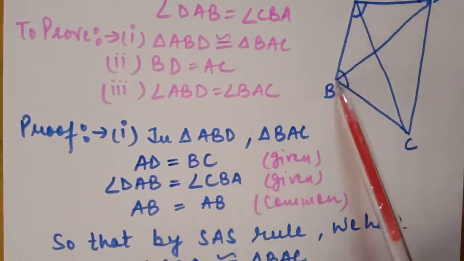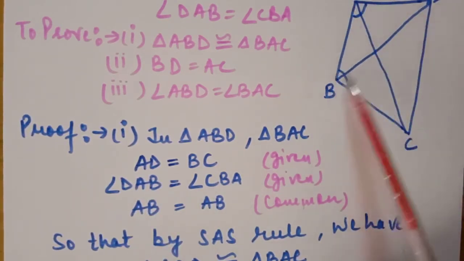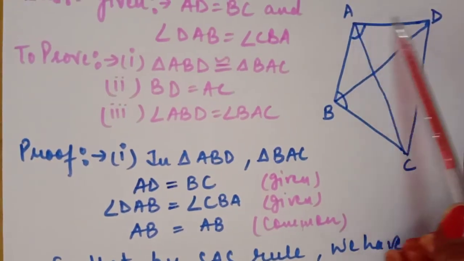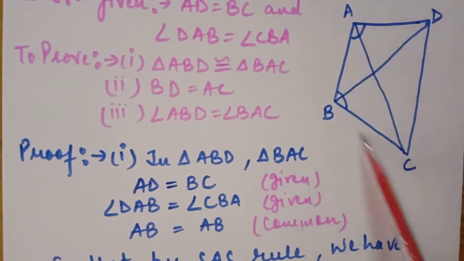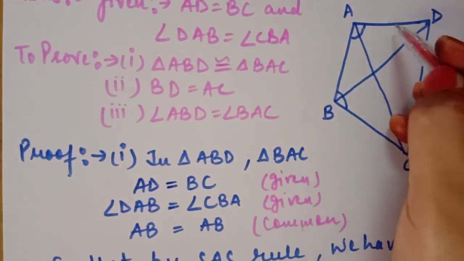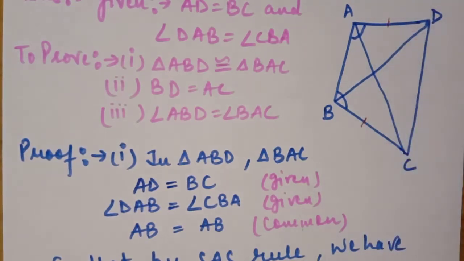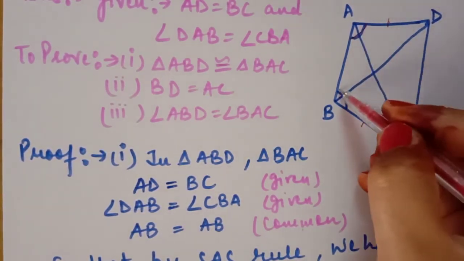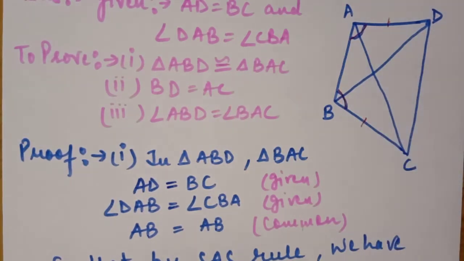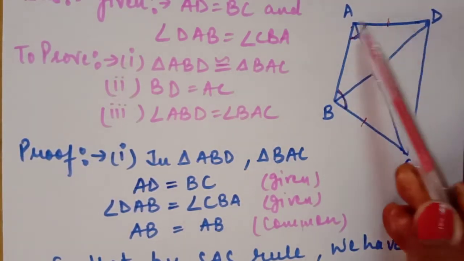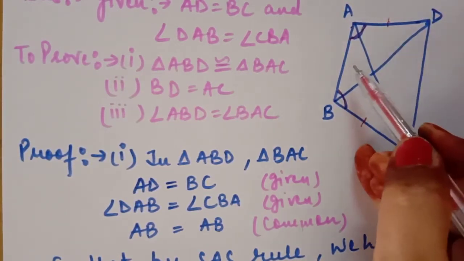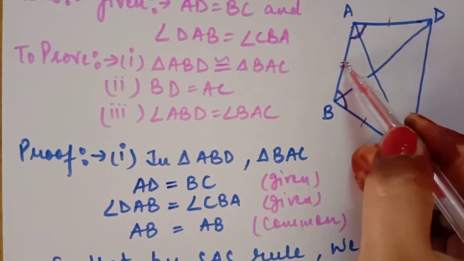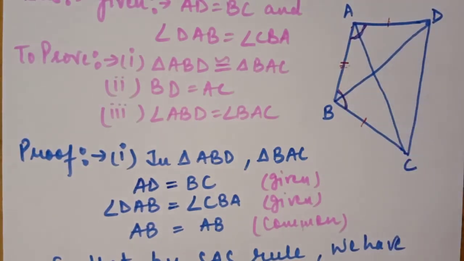Second thing, in these two triangles, this ABD and then BAC, this side is equal to this side. It is given. Second, this angle is also equal to this angle. It is also given. This angle is present in this triangle and this angle is present in this triangle. They are also corresponding. Now, third, AB is common in both triangles. So we have these three elements.